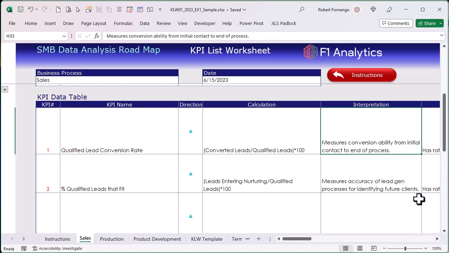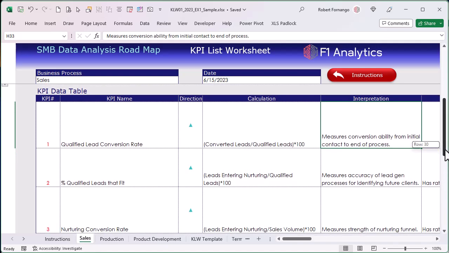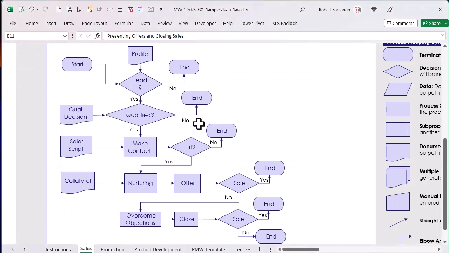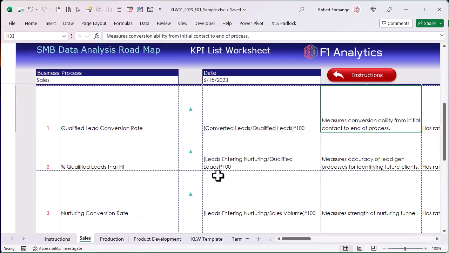We see that there's a couple of other KPIs that have been included in this list. For example, the percentage of qualified leads that fit. Again, this is going back to our original process map here. We have a qualified lead. We make first contact with that, and we want to know how many of them fit, what proportion of them are fitting based on the contact with our sales associate. So this would be based on the percentage of leads that ended up entering our nurturing funnel. So they were defined as having fit, and then dividing that by the total number of qualified leads.